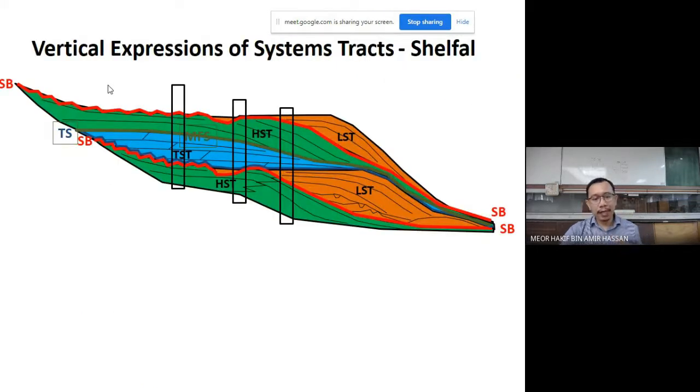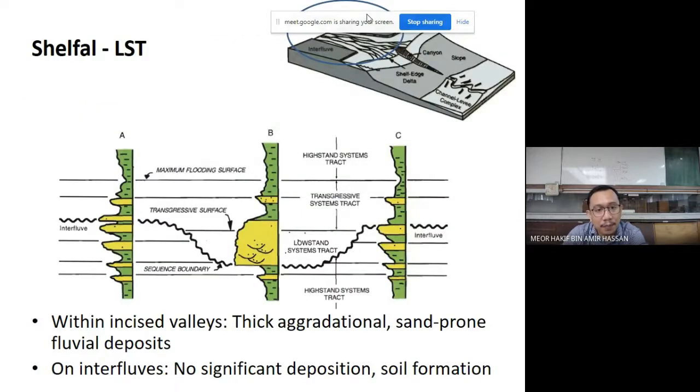So let's look at different parts of the sequence. Let's look at the different areas in your basin and see how the different systems tracts are expressed. But for today, I want to look at the shelf only. I want to look at the shallow marine part only. I don't want to look at the fluvial environment that much and also the deep marine environment. We'll talk about those areas in another lecture. Okay, so just look at the shelf part. Okay, so in the middle, see what kinds of patterns we can.